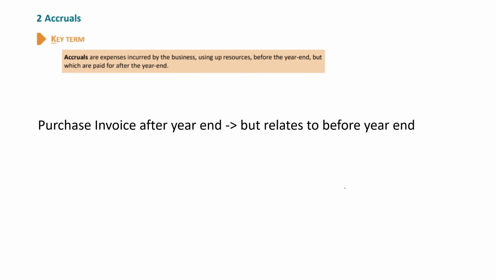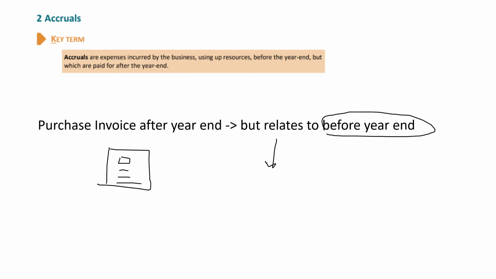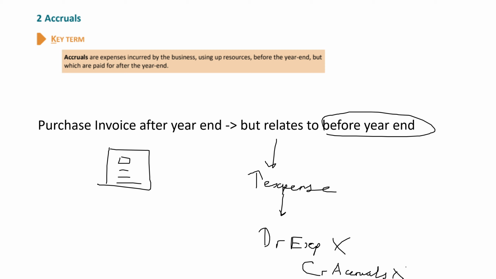The way to think about accruals is if I have a purchase invoice received after the year end, but it relates to before the year end, I need to record an additional expense before the year end, right? How do I do that? Well, I do debit expense, but where does my credit go to? Well, if I'm not moving any cash, it's going to go to a liability account. So it means we owe money. And we call this liability account the accruals account. Okay, so it's a balance sheet account, not a P&L account.